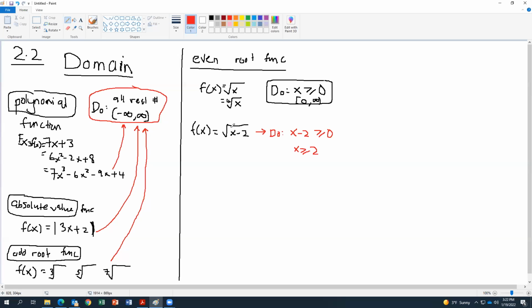Okay, so you cannot put 1 or 0 or negative 1, because if you put 1, 0, negative 1, which is not above 2, you will get negative inside here. You will get a complex number. So how do we write this in the interval notation? Because your online homework usually wants the interval notation. Since it's 2 or higher, in this case it is bracket 2, which means it includes 2, and then it goes to infinity. So this is how you figure out your domain for an even root.